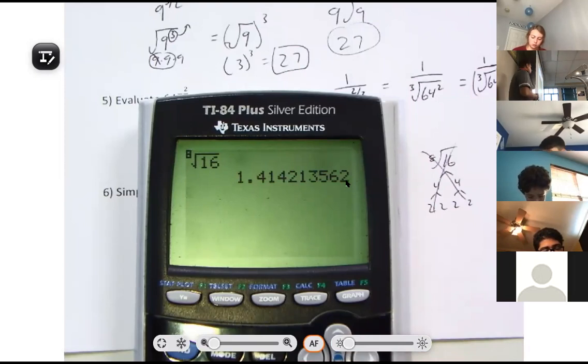1.414213562. Probably not going to play around with that on your homework, but I think it's important to show because if you're taking a quiz or a test and you do have a calculator at your disposal, this will help you check answers. I'm all about finding a way to get to your answer, but you should also have a way to check and see if you're right.